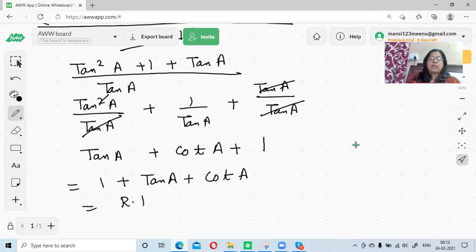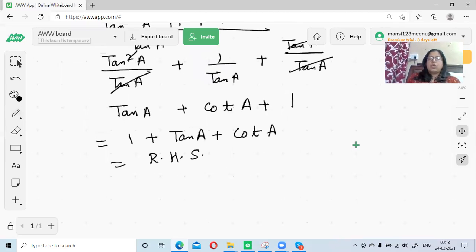So left hand side and right hand side both are equal to each other. Hope this answered your question. So let's crack it.